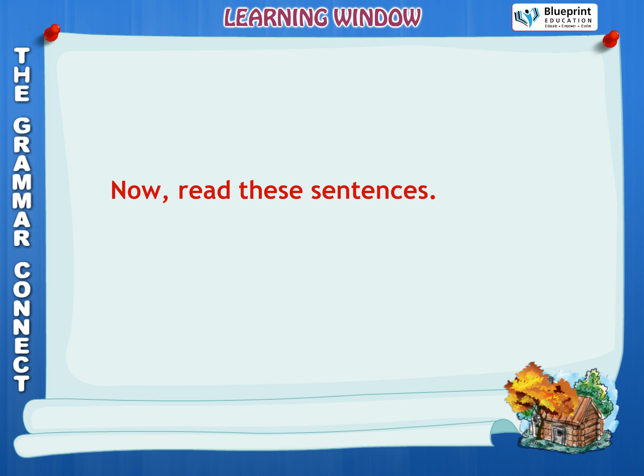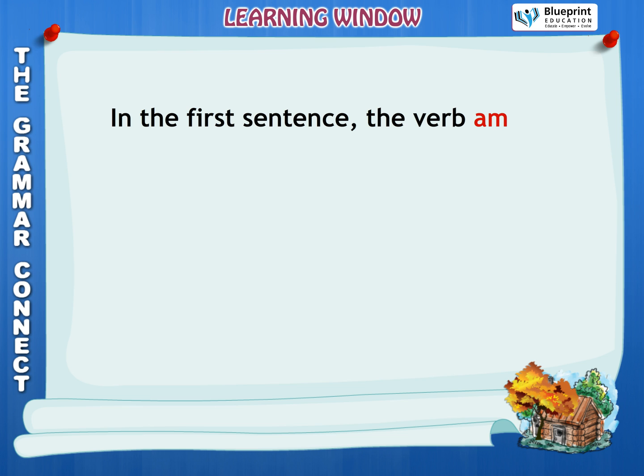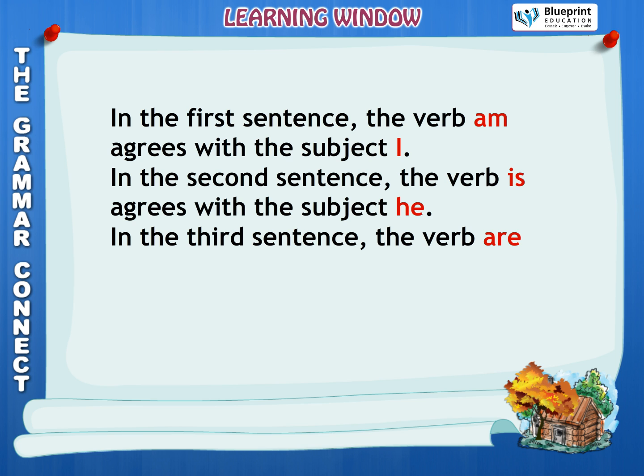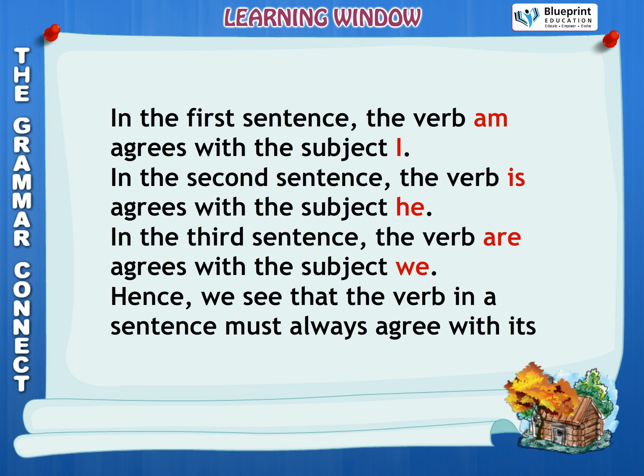Now read these sentences. 1. I am reading. 2. He is reading. 3. We are reading. In the first sentence, the verb am agrees with the subject I. In the second sentence, the verb is agrees with the subject he. In the third sentence, the verb are agrees with the subject we. Hence, we see that the verb in a sentence must always agree with its subject in person.